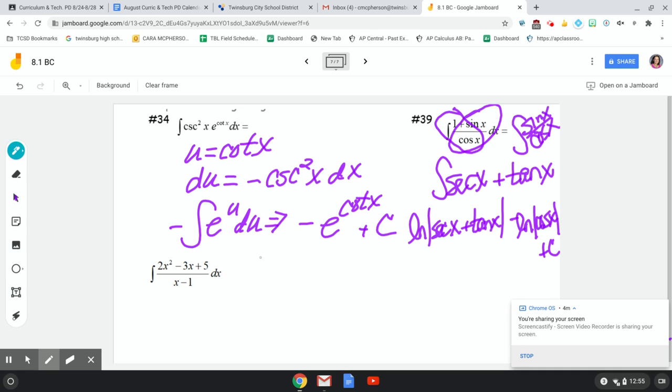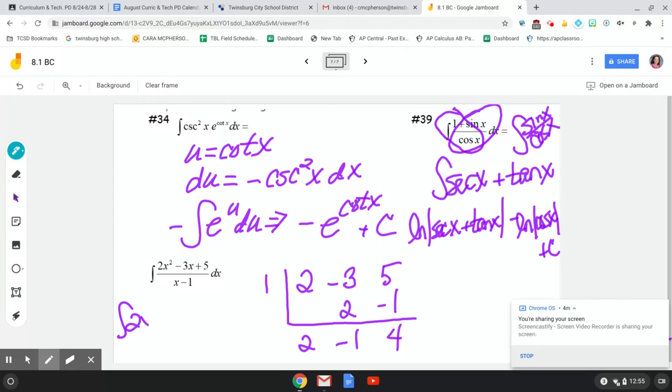Finally, the last one is an improper fraction, meaning it has a bigger degree on the bottom than the top. So we can do a long division, or I think I'm going to do synthetic division, also something I haven't thought about in a while. So I have a 2, a -3, and a 5. The number that goes outside for the synthetic division is what makes the bottom 0. Drop down the first, multiply diagonally, add, multiply, add. So what we're actually integrating is 2x minus 1 with a remainder of 4 over x minus 1.